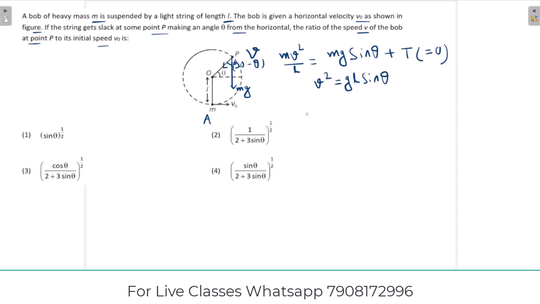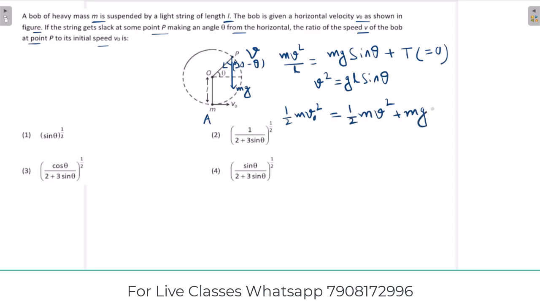Now the total energy at A is half mv0 square, that is the kinetic energy. Assume that the gravitational potential energy at A is 0, that is the height is 0. So the total energy at A is half mv0 square, and at P the total energy is kinetic energy half mv square plus potential energy mgh.